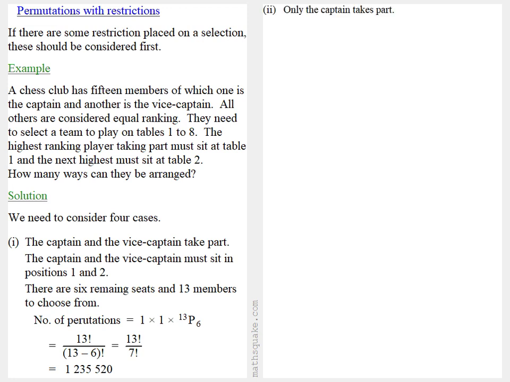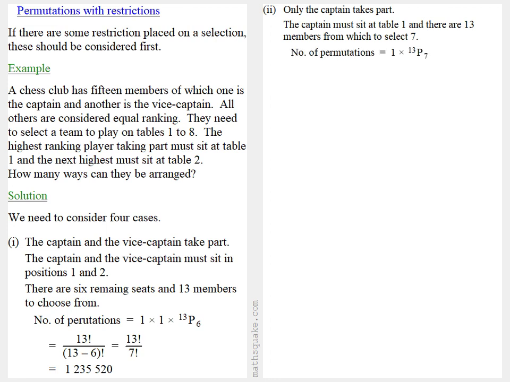In the second case, only the captain takes part. Now the captain must sit at table 1, and there are 13 members from which to select the other 7 players. So the number of permutations is 1 times 13P7, which is 13 factorial over 13 minus 7 factorial, or 13 factorial over 6 factorial, which is 8,648,640.